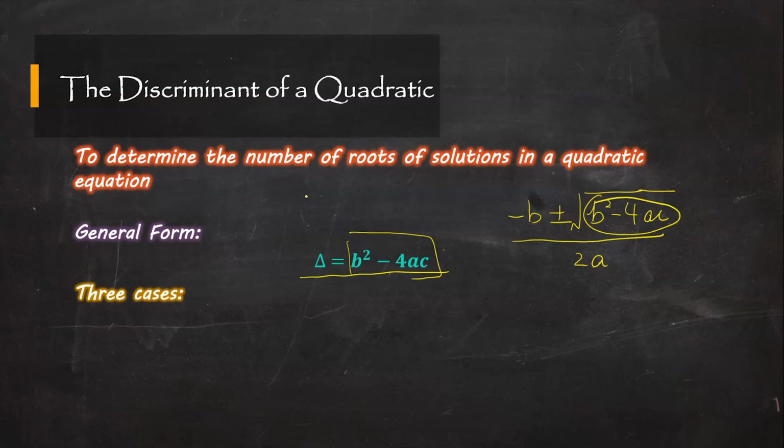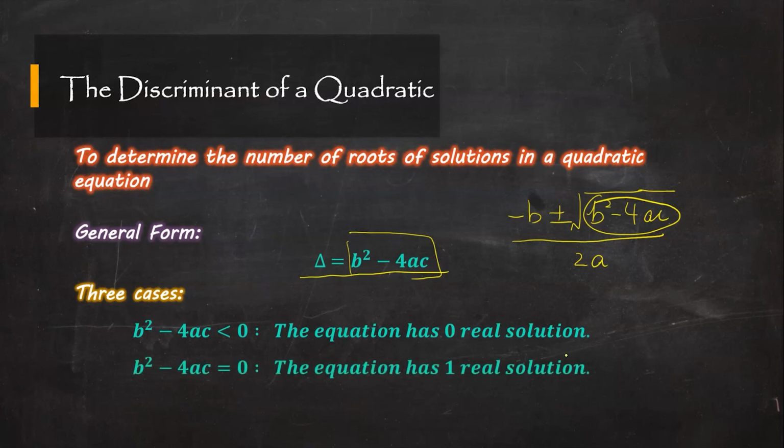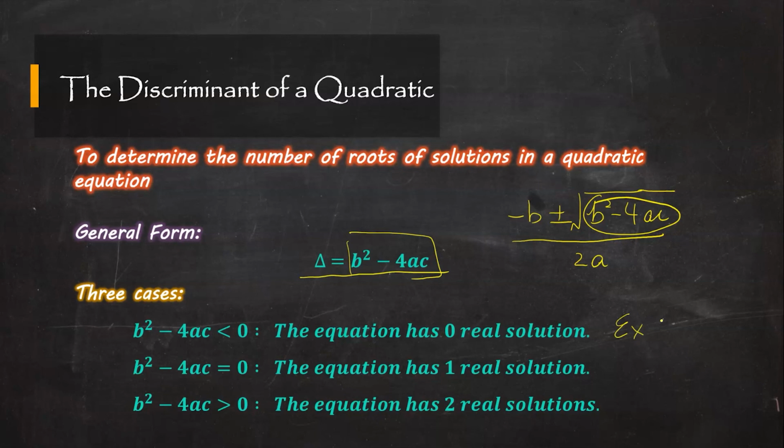There are 3 different cases of the discriminant depending on the sign. It can be negative, 0, and positive. So the first case here is when delta is negative. That means the equation has 0 real solutions. And when it's 0, it means the equation has only 1 real solution. When delta is positive, it means the equation has 2 real solutions. So the first case is pretty much like our example 3. And the second case, only 1 real solution, is example 2. The last case is exactly the first example.